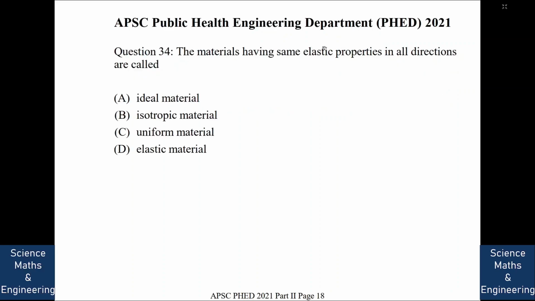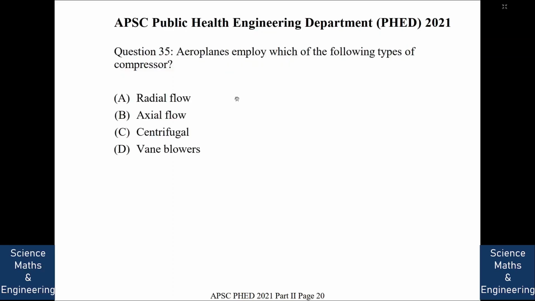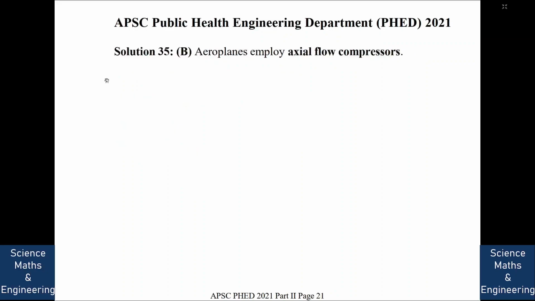The materials having the same elastic properties in all directions are called, so the answer is, these are called isotropic materials. So we'll go to the next question. Aeroplanes employ which of the following types of compressor? So the aeroplanes employ axial flow compressors. So we'll go to the next question.